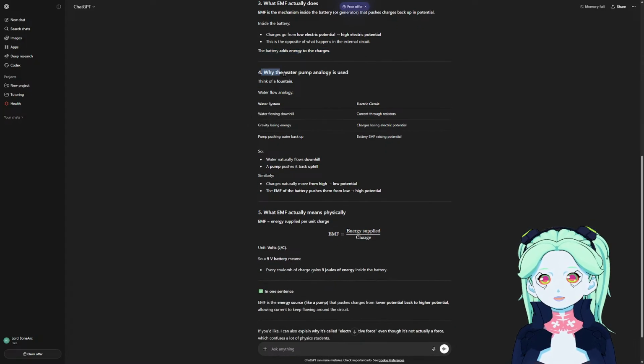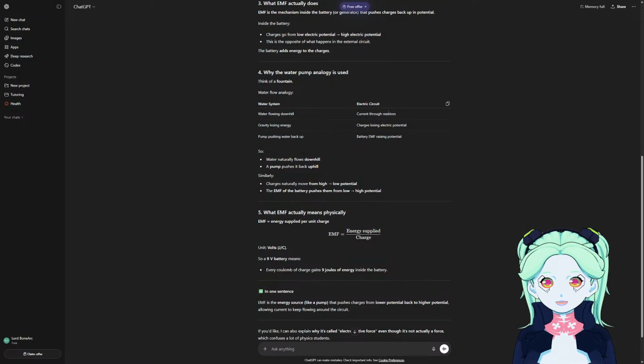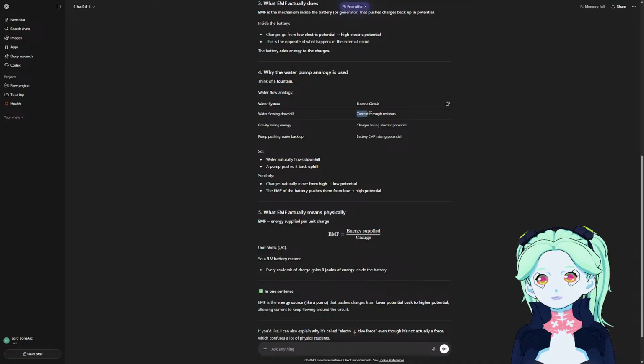Why is the water pump analogy used? Think of a fountain, a water flow analogy. Water flows downhill, gravity losing energy, and a pump pushes water back up. In the electric circuit, current goes through the resistors, charges lose electric potential, and the battery EMF raises the potential. It's the pump. The battery EMF is the pump of electric potential. Water naturally flows downhill, and a pump pushes it back uphill. Similarly, charges naturally move from high to low potential, and the EMF of the battery pushes them from low to high potential.